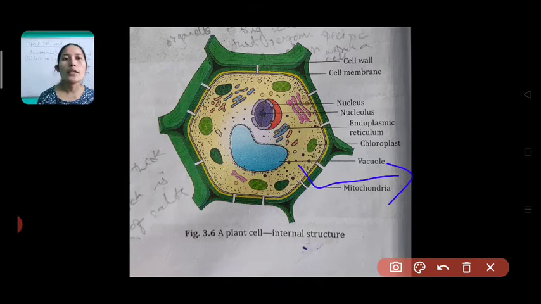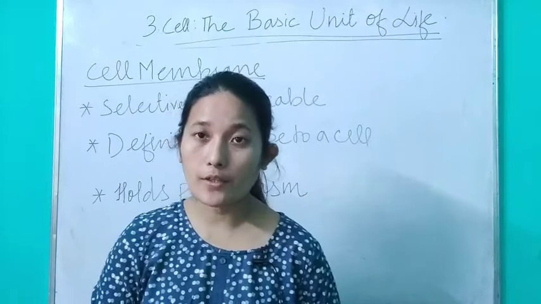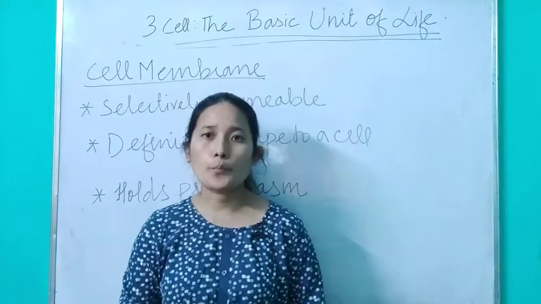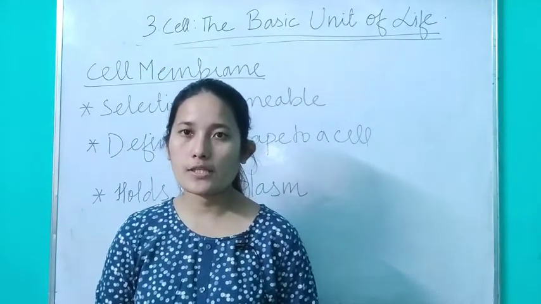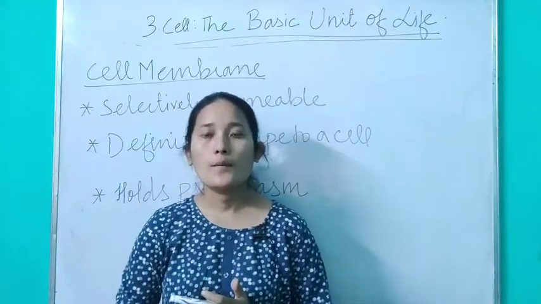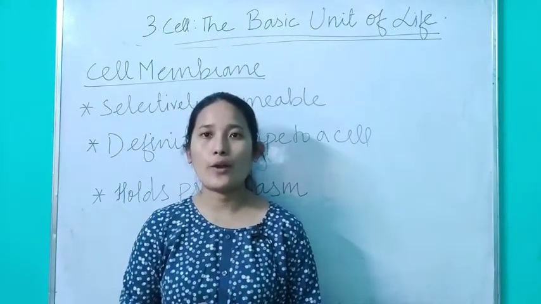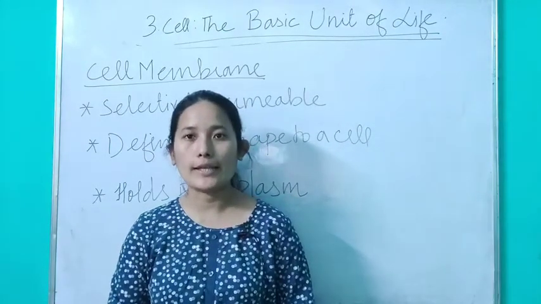So these are the three basic structures which are common in both plant cell as well as animal cell. Now let us discuss the function of these three: cell membrane, nucleus, and cytoplasm. First, let us discuss the function of a cell membrane. As I told you, the cell membrane is a protective membrane present both in plant cell and animal cell, but in the case of animal cell, it's the outermost protective membrane, whereas in plant cell you have one more membrane, that's the cell wall.